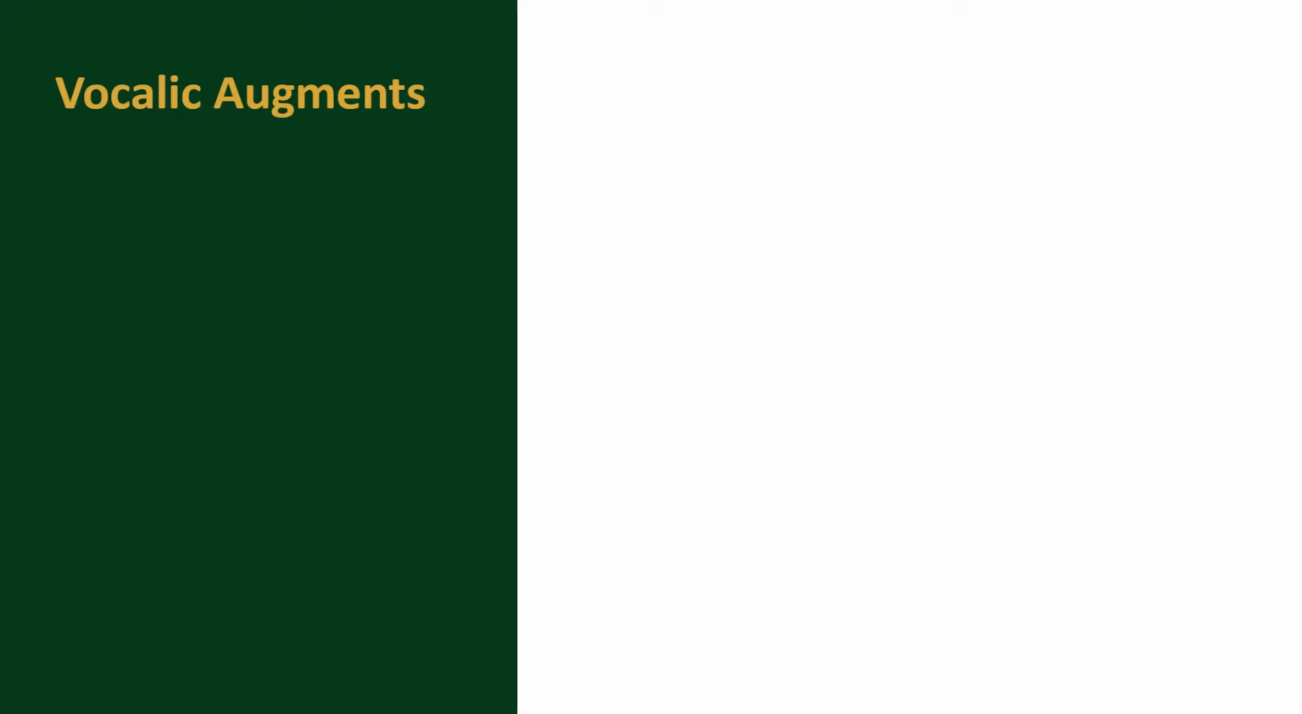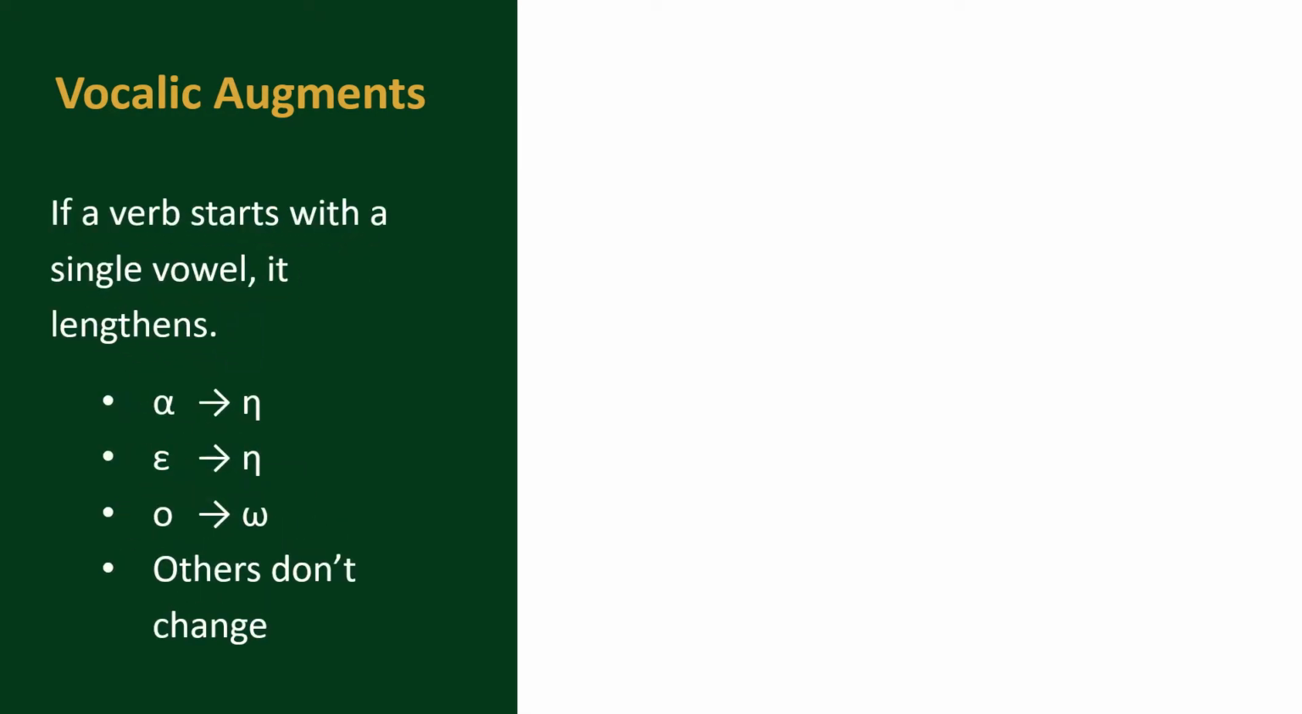Verbs that begin with vowels require vocalic augments. If a verb starts with a single vowel, that vowel lengthens. Alpha lengthens to eta, epsilon also lengthens to eta, omicron lengthens to omega, and all the others don't change. So if a verb begins with a single vowel, the vowel lengthens: alpha to eta, epsilon to eta, omicron to omega, and everything else remains unchanged.